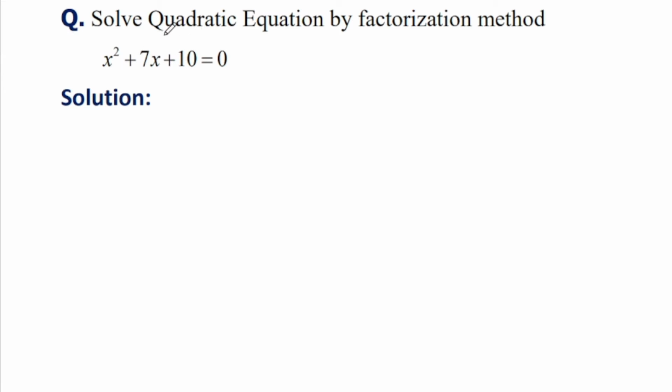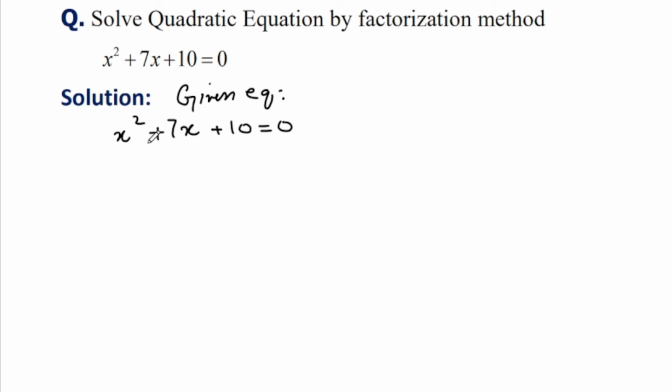So today in this video I will discuss the quadratic equation by factorization method. How to find the solution of the quadratic equation by factorization method. So the given equation is x square plus 7x plus 10 equal to 0. So firstly, we write the given equation: x square plus 7x plus 10 equals 0.